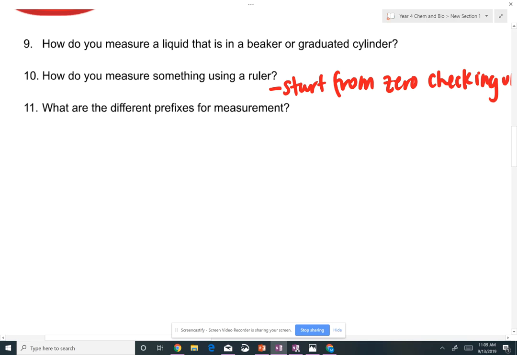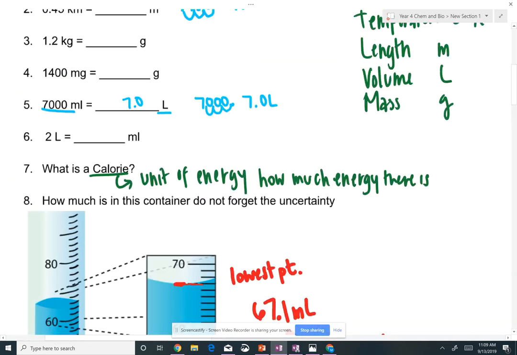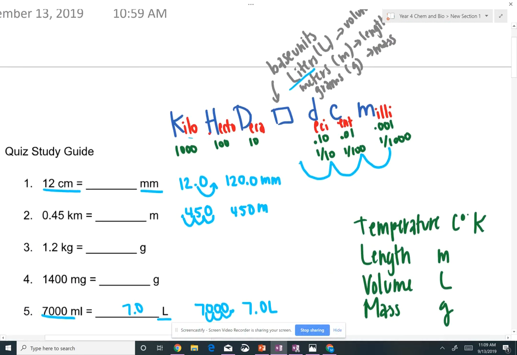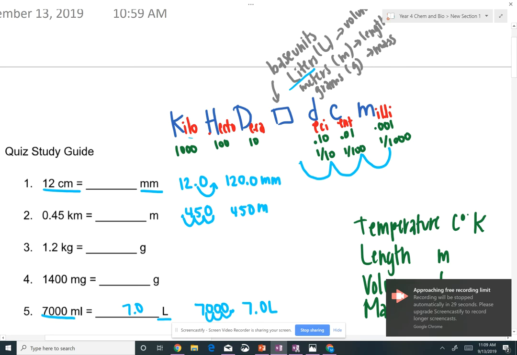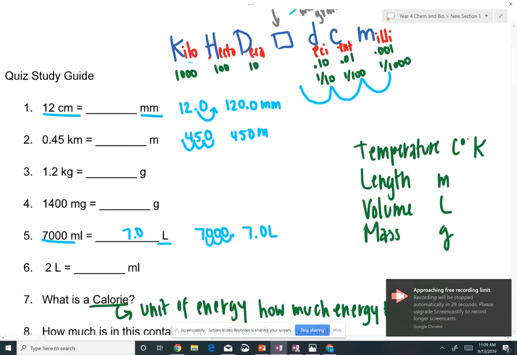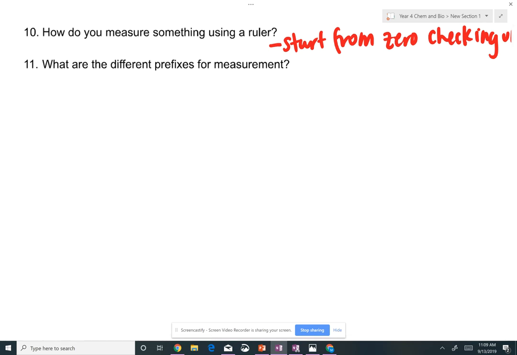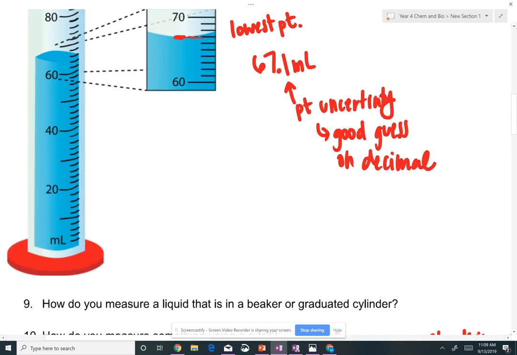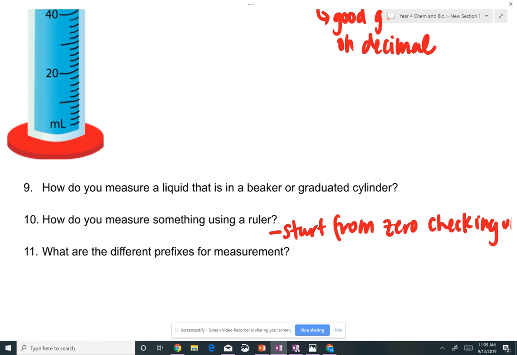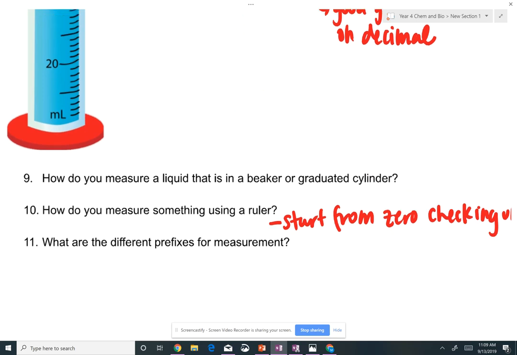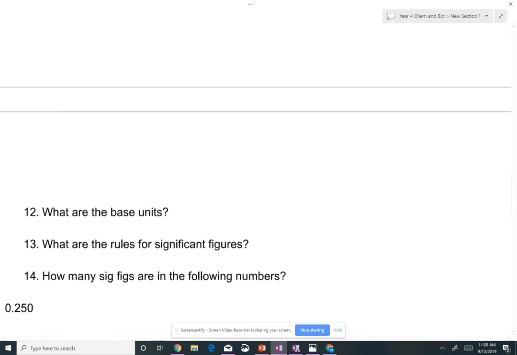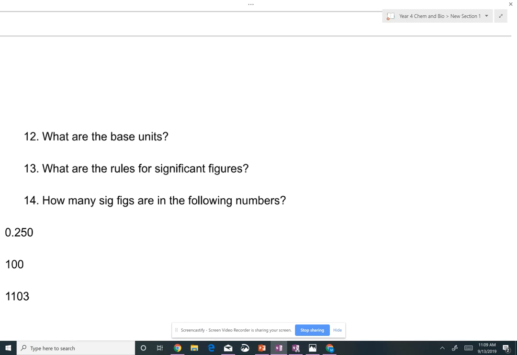So the prefixes are already mentioned up here: kilo, hecta, deca, deci, centi, and milli. Those are pretty much the prefixes that you need to know. On the quiz, you will see a couple of them that you don't know, but really just check for the ones that you know and check if they're in order. Okay, so next part, I'm going to talk about the rules of significant figures.